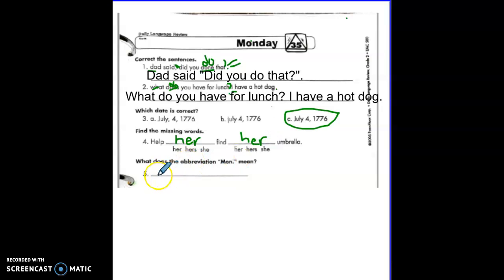What does the abbreviation MON stand for? The day of the week, Monday.